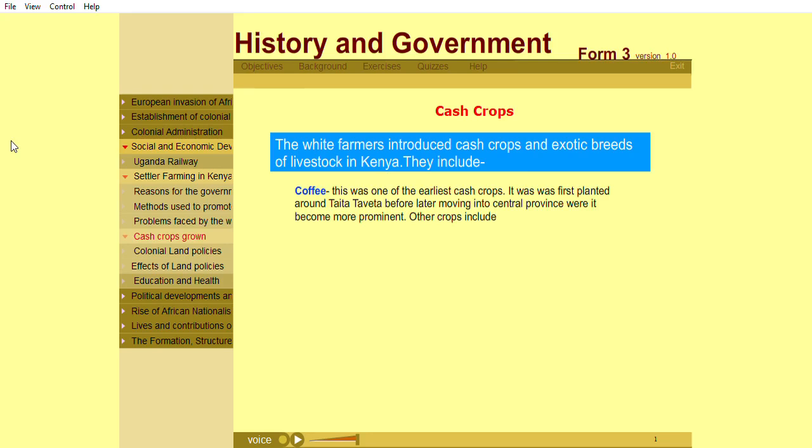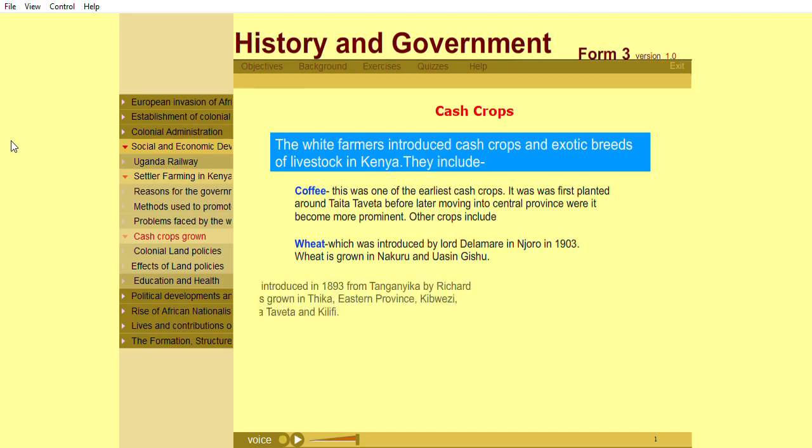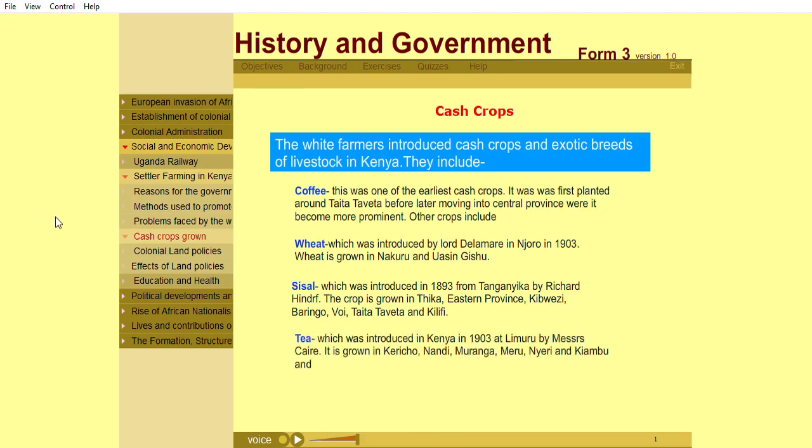Another cash crop was wheat, which was introduced by Lord Delamere in Njoro in 1903. Wheat is grown in Nakuru and Uasin Gishu. Sisal was another cash crop introduced in 1893 from Tanganyika by Richard Hindorf. Today, the crop is mainly grown in Thika, Eastern Province, Kibwezi, Baringo, Voi, Taita Taveta and Kilifi. Tea was introduced in Kenya in 1903 at Limuru by Messrs. Caine. It is currently grown in Kericho, Nandi, Murang'a, Meru, Nyeri and Kiambu.